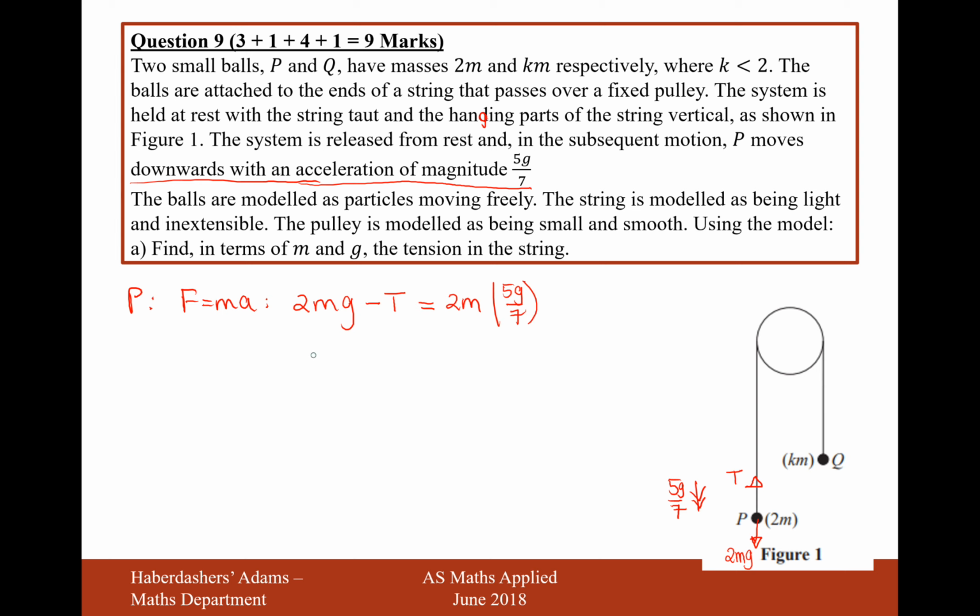So therefore, let's move things onto the other side. It's going to be 2mg minus 10mg/7, when you simplify that, equals T. So that's going to be 14/7 minus 10/7, so that would be 4mg/7 equals T. So hopefully that's made sense there. We set downwards to be positive on this particle. We have 2mg as the weight force, that's always mass times gravity. Upwards is tension, and then we have equals m times a.